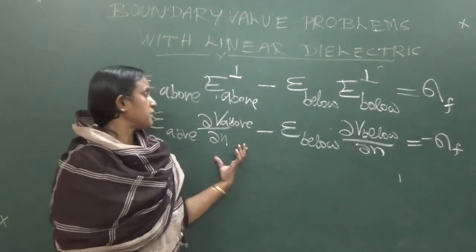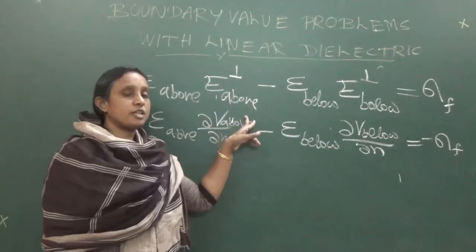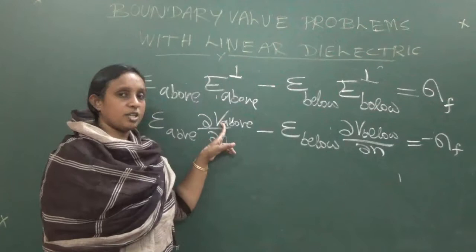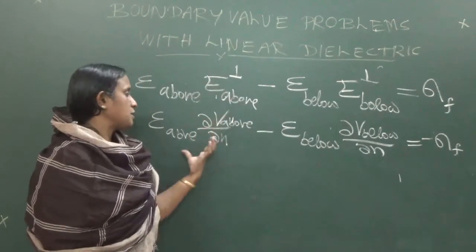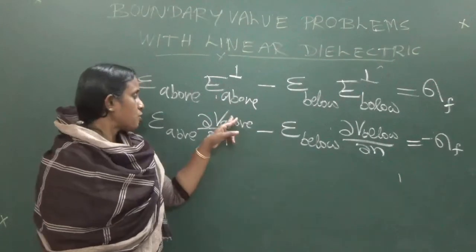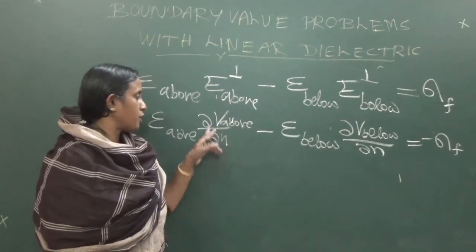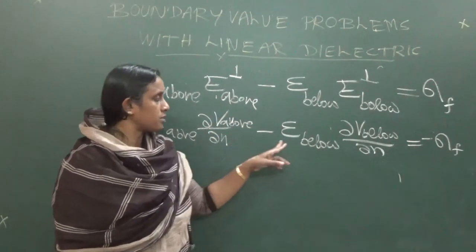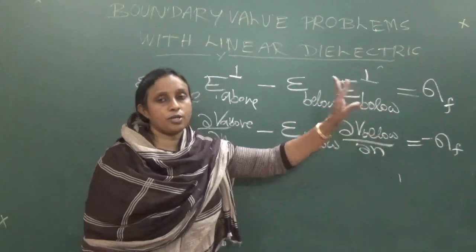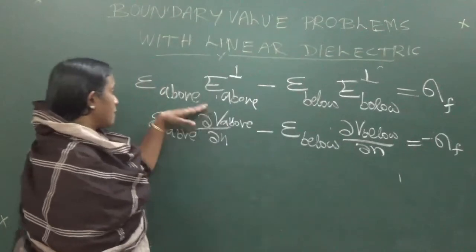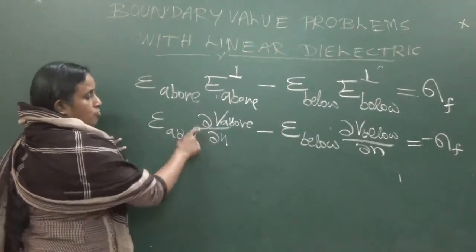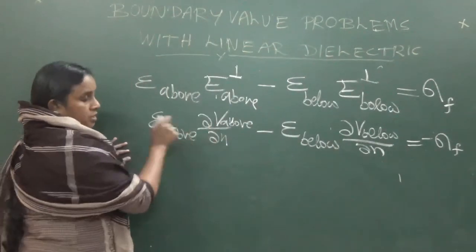From where do we get this? Because you know that the electric field is minus gradient V, where V is the potential. Using that expression, you can write this like this: dou V above by dou n minus dou V below by dou n is equal to minus sigma f. This is another way you can write this expression in terms of potential.